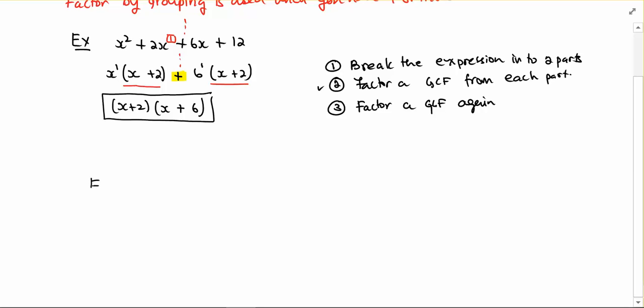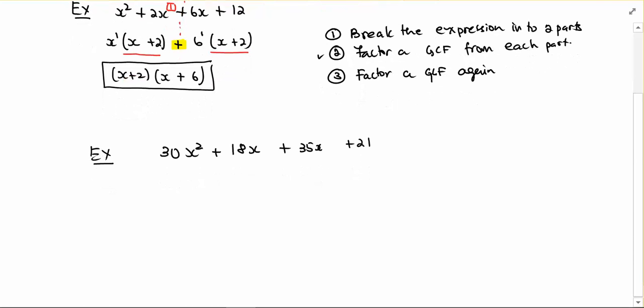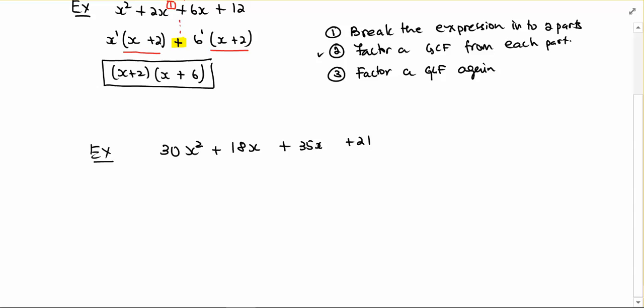So let's take a look at another problem. And this one here would be 30x to the second plus 18x plus 35x plus 21. Strangely, getting the numbers right actually is harder than the letters. You can immediately look at this and say, well, x is in the GCF from the first two right there. But the numbers might take a little bit more work. So let's see if I can break the numbers up. So I can think of 30 as 6 times 5. And I can think of 18 as 6 times 3.